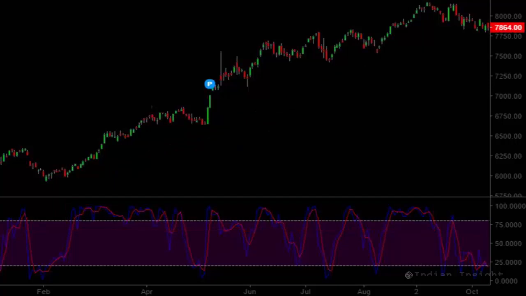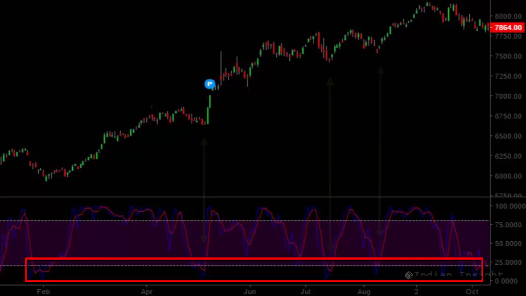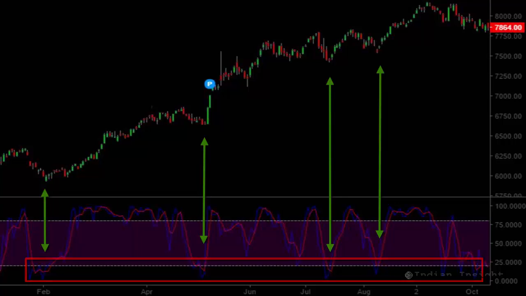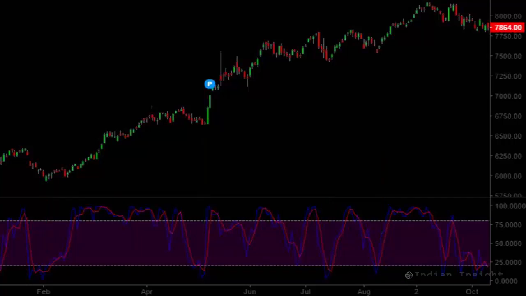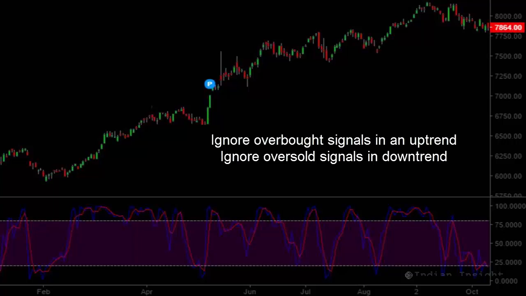However, in the same uptrend, if you look at when the indicator entered the oversold zones, you see that each time it gave a valid buy signal. So in a strong uptrend, you may rely on this indicator going into the oversold zone to indicate that you should be looking to buy. Similarly, when the security is in a strong downtrend, you can rely on this indicator going to the overbought zone to signal that you should be looking to sell. Specifically, you should ignore overbought signals from the indicator when it is in a strong uptrend, and also you should ignore the oversold signals when it is in a downtrend.